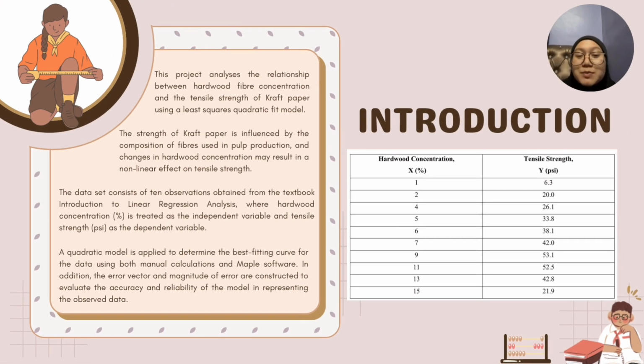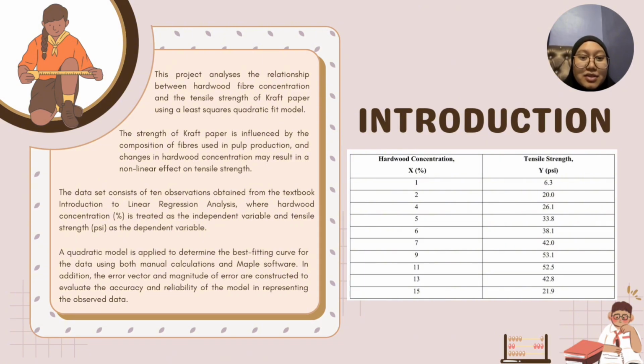Introduction. This project analyzed the relationship between hardwood fiber concentration and the tensile strength of graph paper using a least square quadratic fit model. The strength of graph paper is influenced by the composition of fiber used in pulp production, and a change in hardwood concentration may result in a nonlinear effect on tensile strength.